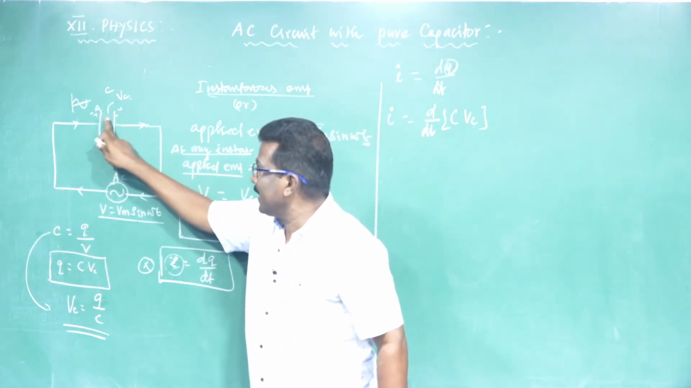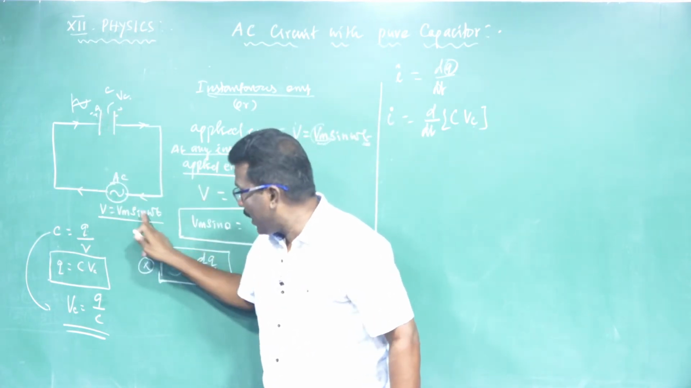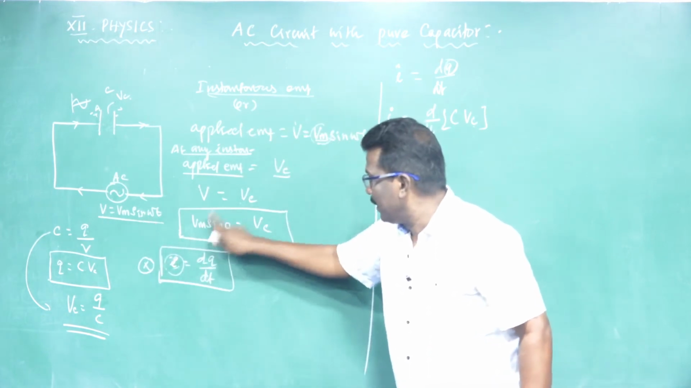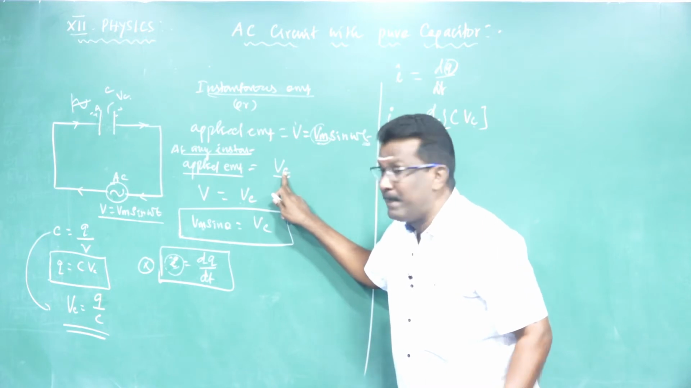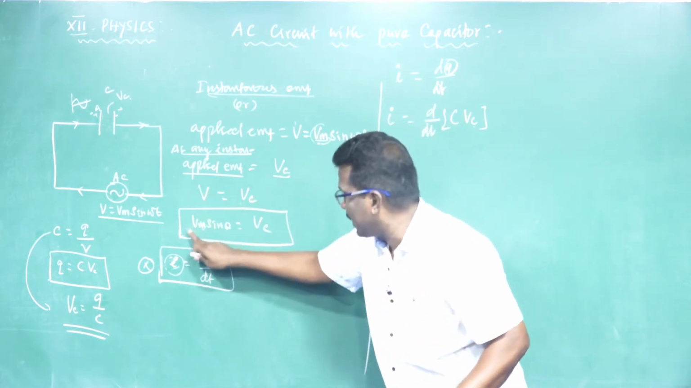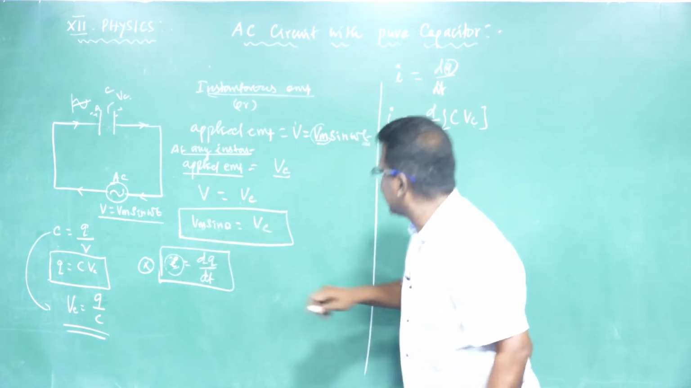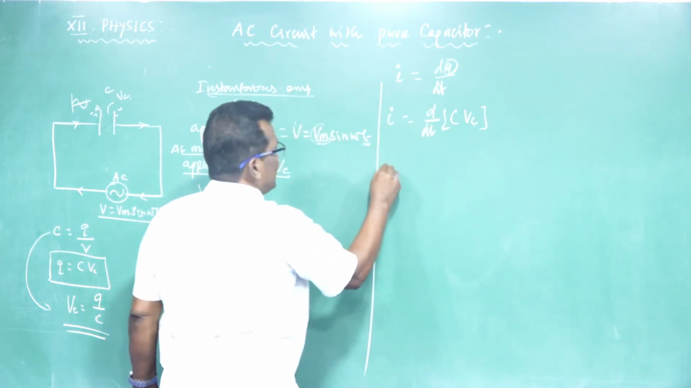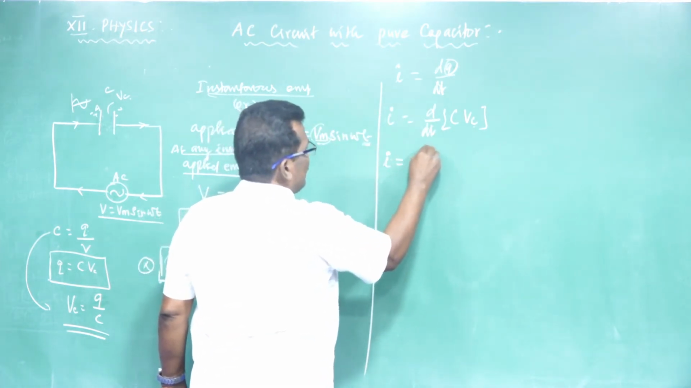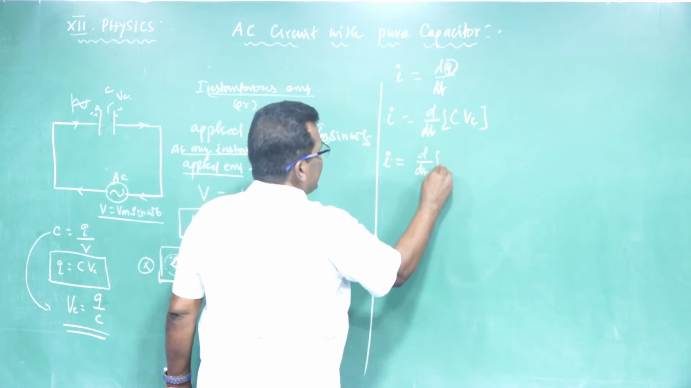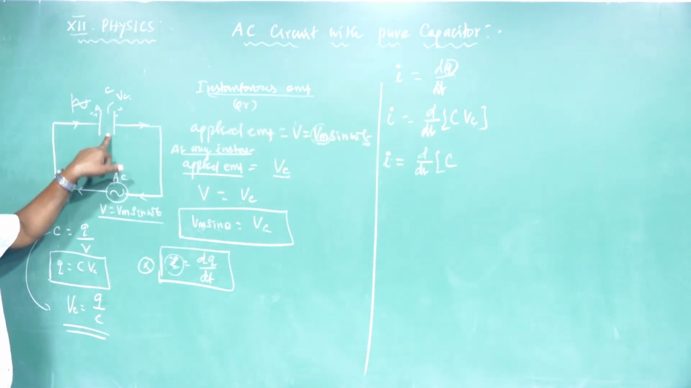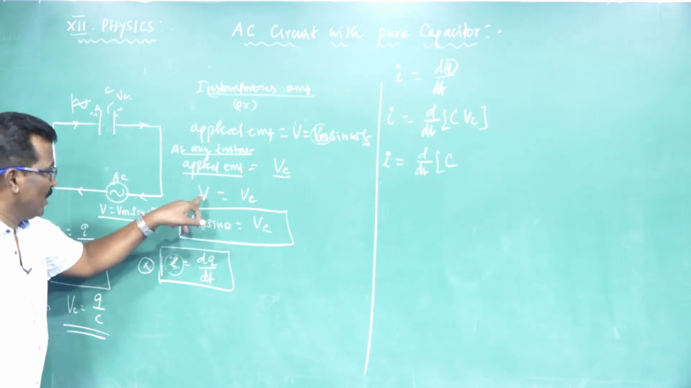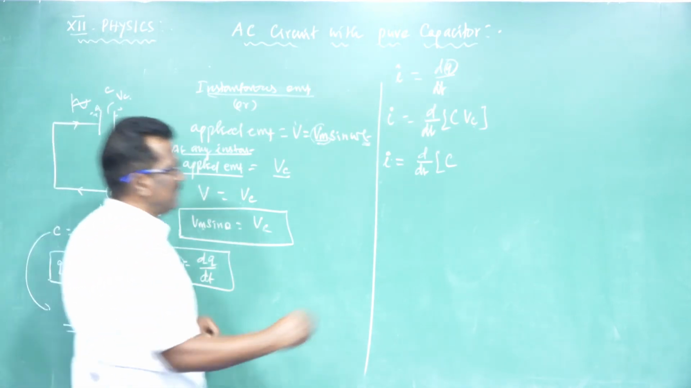The potential developed between the plates is equal to the applied EMF. Applied EMF V is equal to Vm sin theta. So Vc is equal to Vm sin theta. Substitute I is equal to d by dt of C Vc, where C represents the capacitor and Vc represents V. So this V is equal to Vm sin theta.